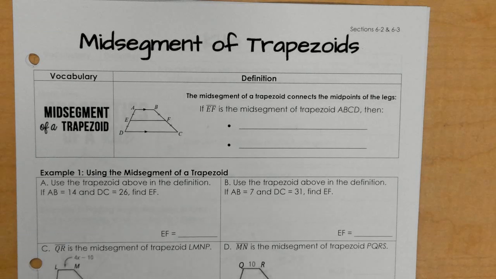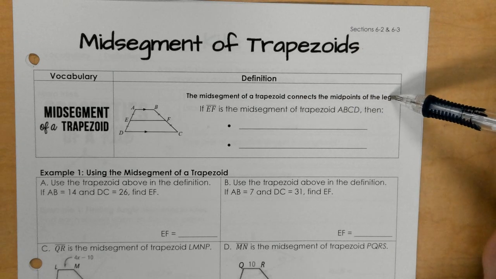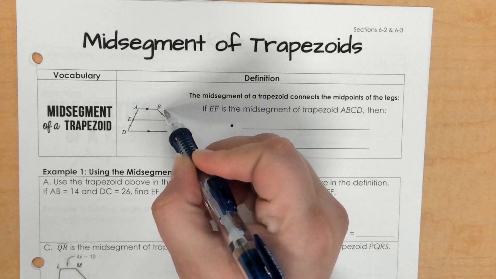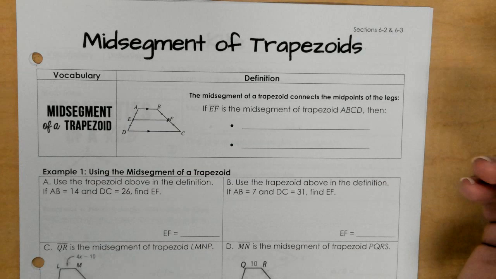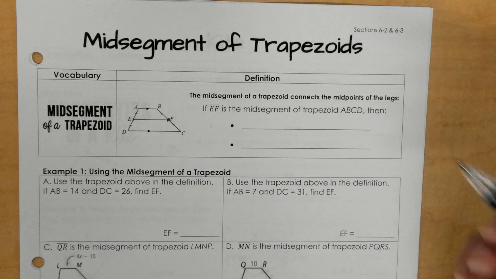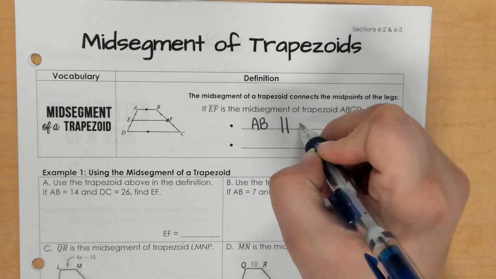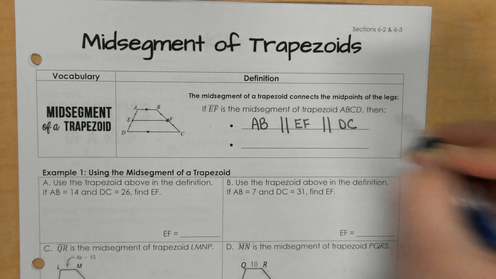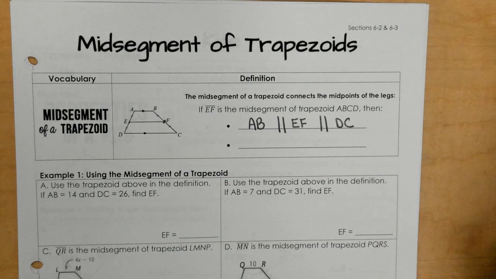The midsegment of a trapezoid connects the midpoints of the legs. So this is the midpoint of this leg, this is the midpoint of BC, and the line that connects those two midpoints together is called the midsegment. So if EF is the midsegment of the trapezoid ABCD, then segment AB is parallel to segment EF, which is parallel to segment DC. All three of these are parallel to each other.